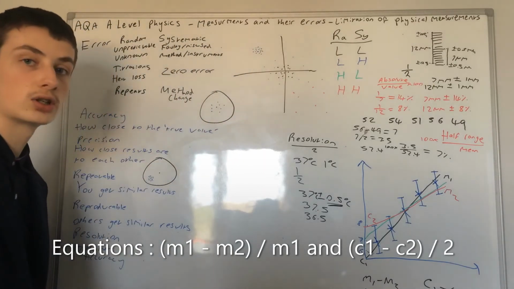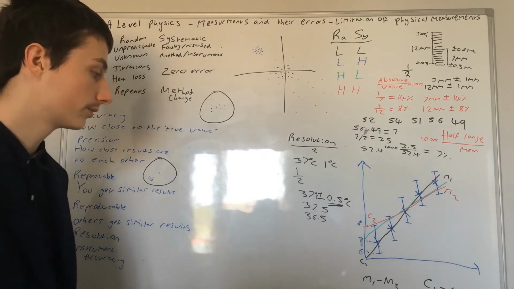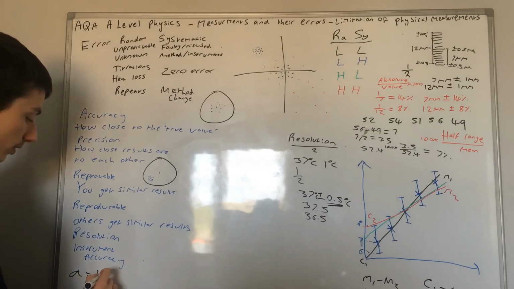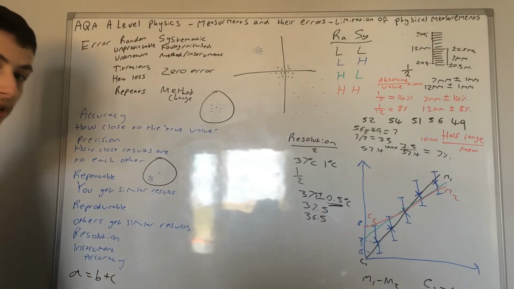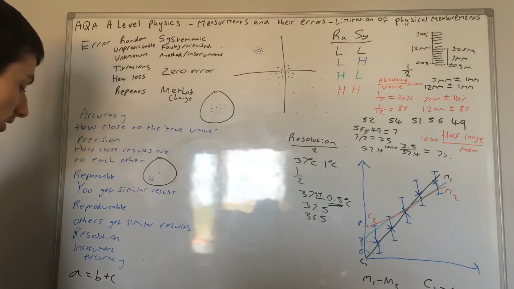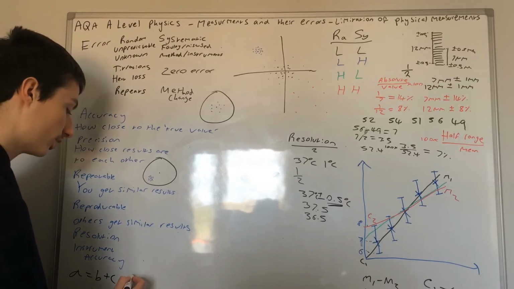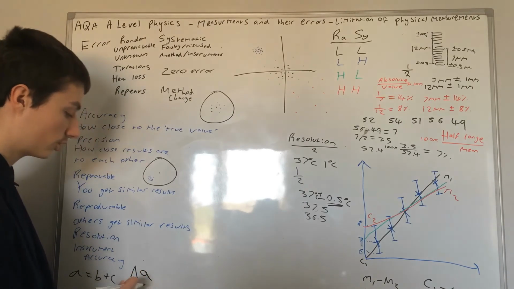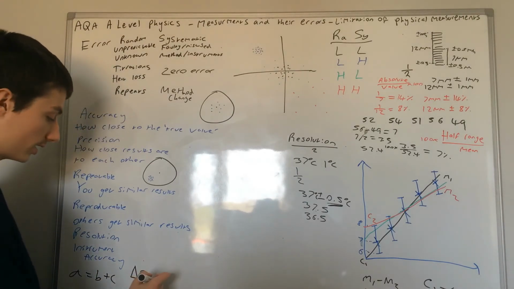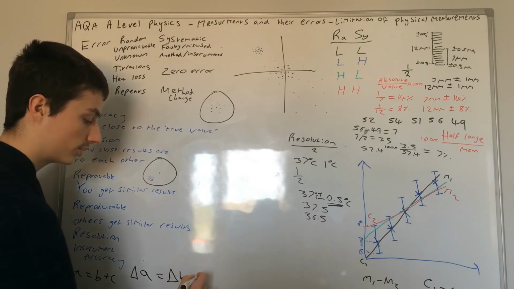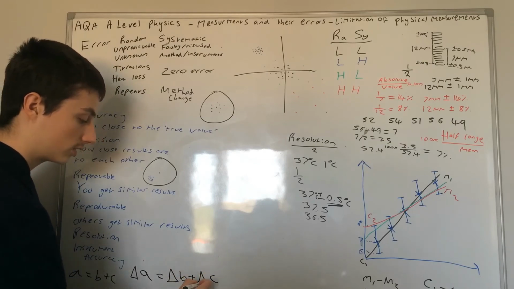Okay, now let's look at combining uncertainties. If we have A equals B plus C, and B and C both have uncertainties, how do we work out the uncertainty of A? Now we use the symbol delta to represent absolute uncertainty. So this sign here means the absolute uncertainty of A. And in this case, of A equals B plus C, the absolute uncertainty of A is the absolute uncertainty of B plus the absolute uncertainty of C.